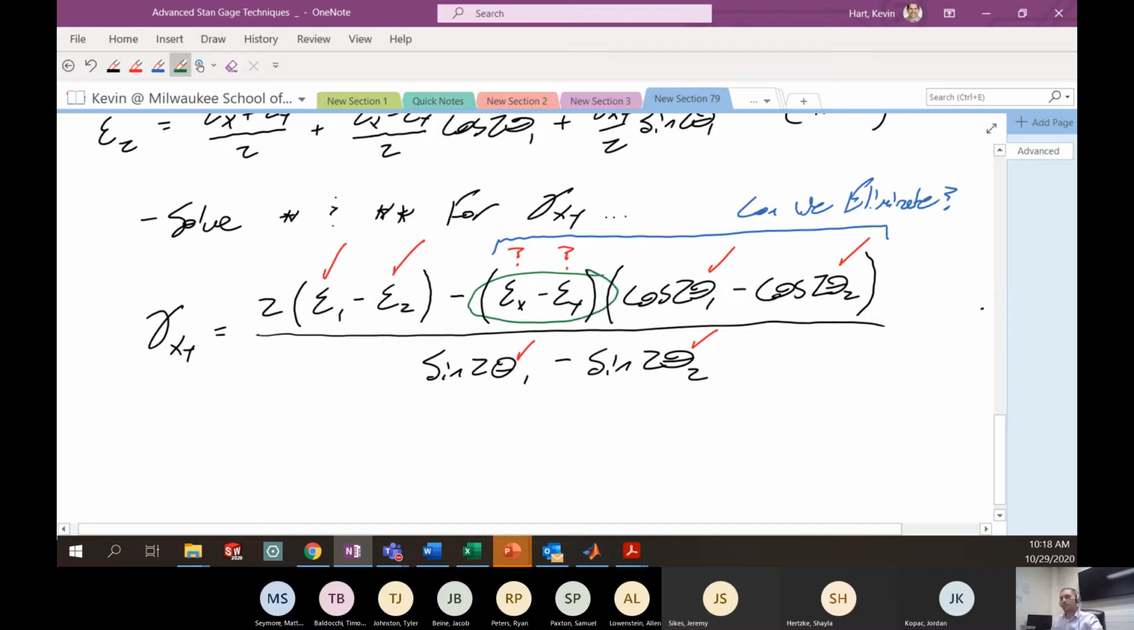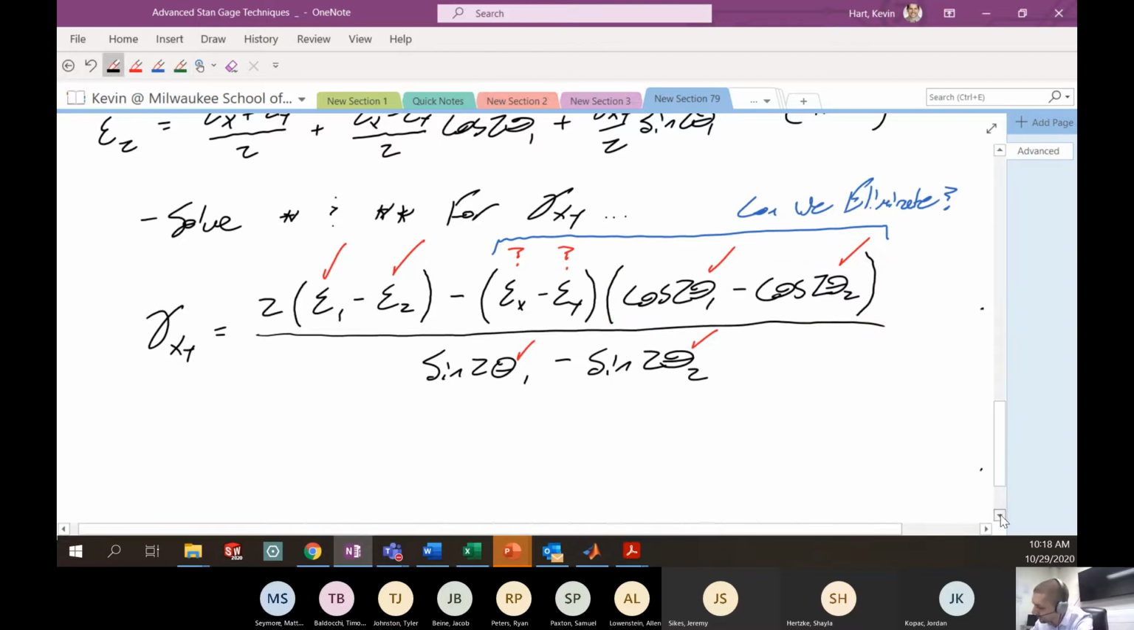All right. Well, these things we aren't going to know, and we can't necessarily know. That sort of depends on the piece that we have. But we do have control over how we place the gauges on this piece. So where theta 1 and where theta 2 are, we can sort of control that. Where do I put my gauge on the piece here and the gauge on the piece here? These are things that we can control.